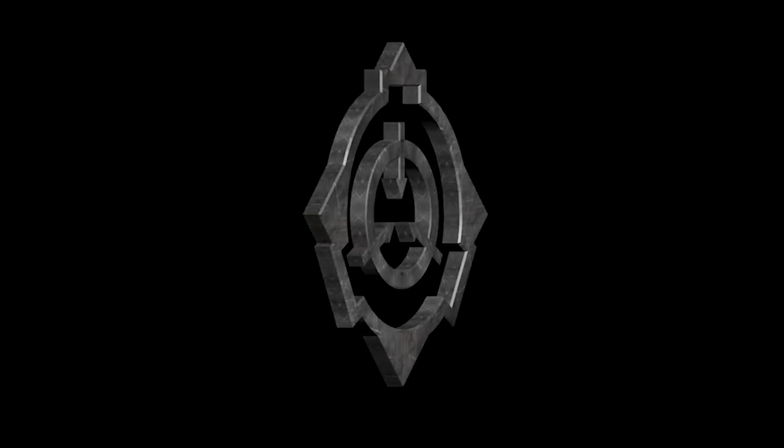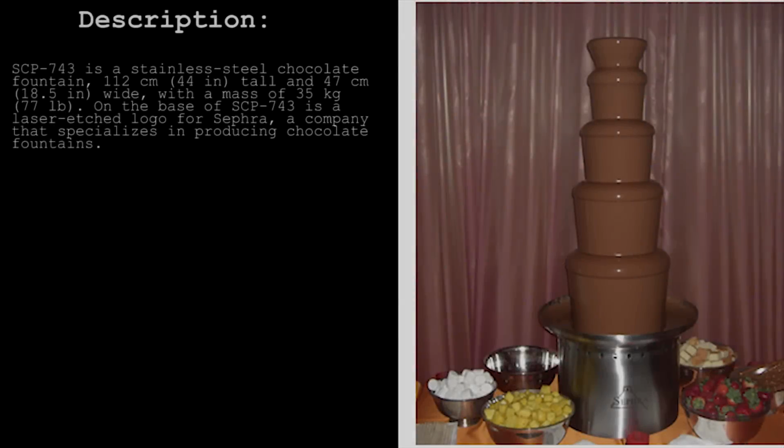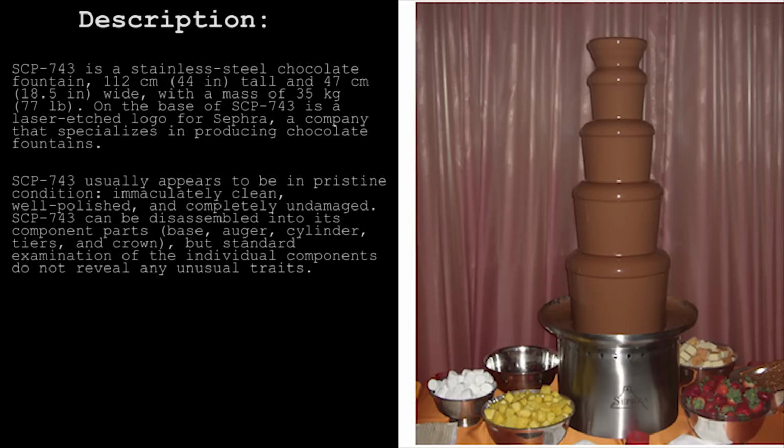Today we're looking at SCP-743. SCP-743 is a stainless steel chocolate fountain, 112 centimeters, or 44 inches tall, and 47 centimeters, or 18.5 inches wide, with a mass of 35 kilograms, or 77 pounds. On the base of SCP-743 is a laser-etched logo for Sephra, a company that specializes in producing chocolate fountains. SCP-743 usually appears to be in pristine condition, immaculately clean, well-polished, and completely undamaged.